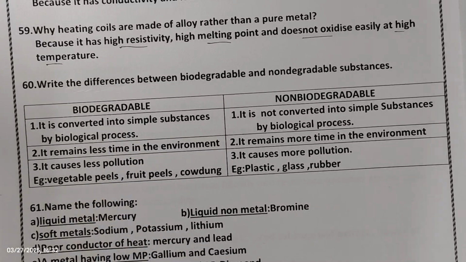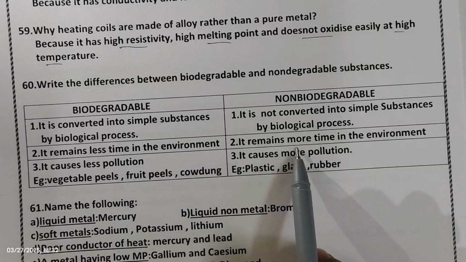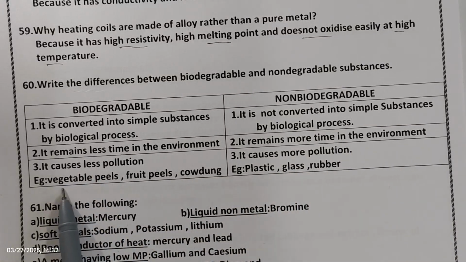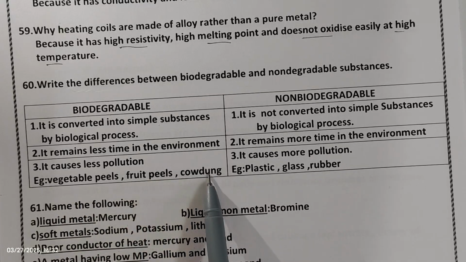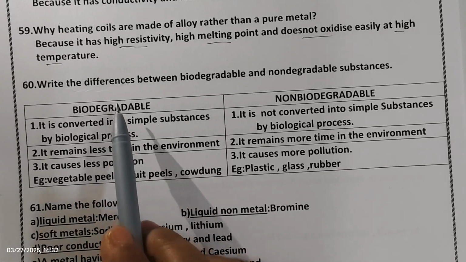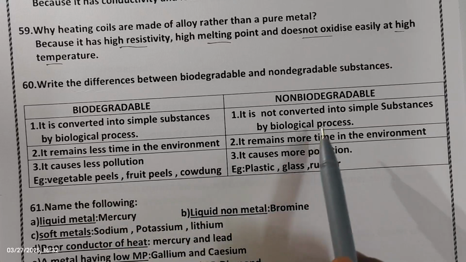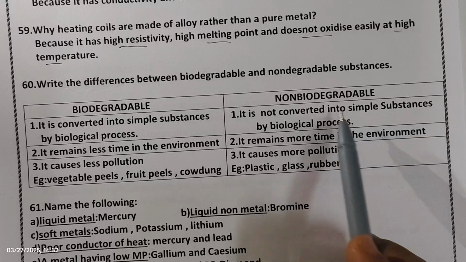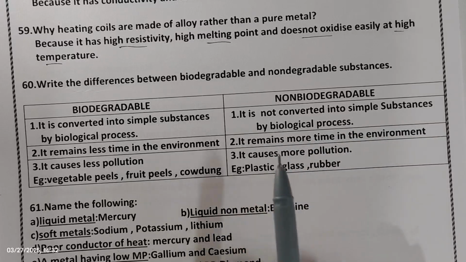Biodegradable materials do not cause pollution, or cause very little pollution. But non-biodegradables cause more pollution. Examples of biodegradables are vegetable peels, fruit peels, cow dung, animal dung, and paper. Non-biodegradables are plastic, rubber, and glass.